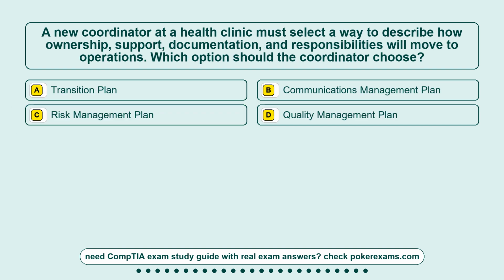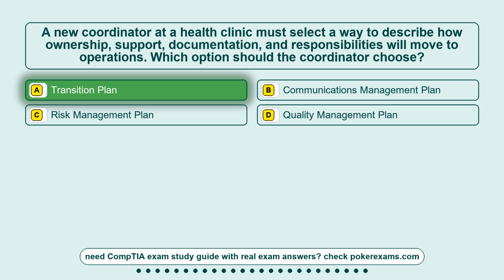Question 20. A new coordinator at a health clinic must select a way to describe how ownership, support, documentation, and responsibilities will move to operations. Which option should the coordinator choose? Option A, a transition plan. Option B, communications management plan. Option C, risk management plan. Option D, a quality management plan. The correct answer is option A, transition plan.